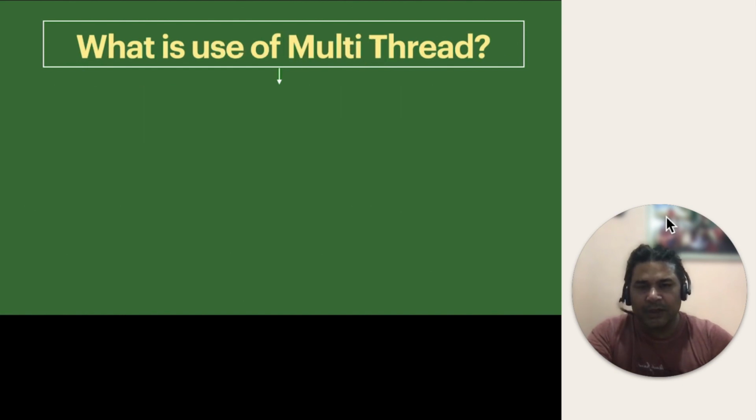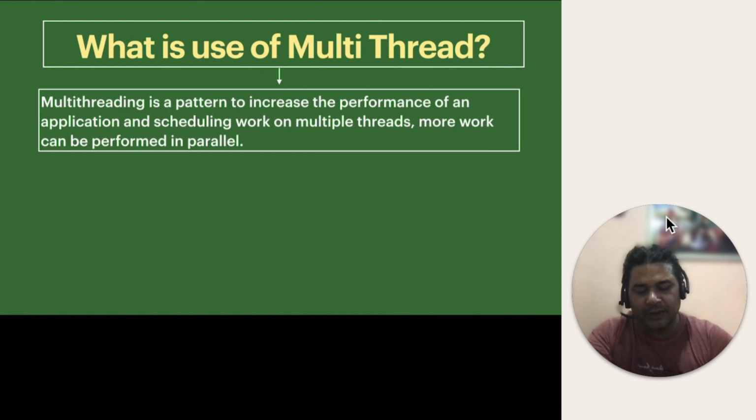So what is the use of multi-threading? Multi-threading is a pattern to increase the performance of an application, and by scheduling work on multiple threads, more work can be performed in parallel. When we are doing multiple jobs in the same system, we are doing multi-threading. For example, when we are doing something on the system and at the same time listening to music from the system, that is an example of multi-threading.